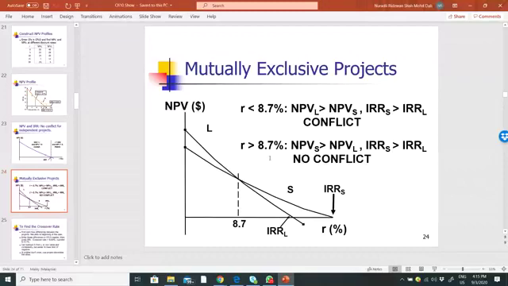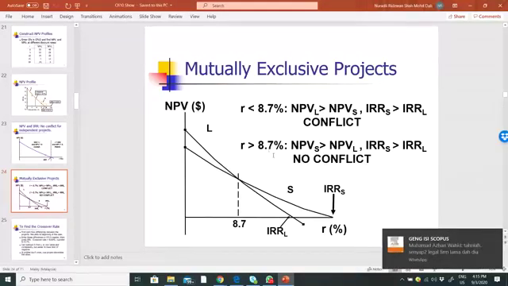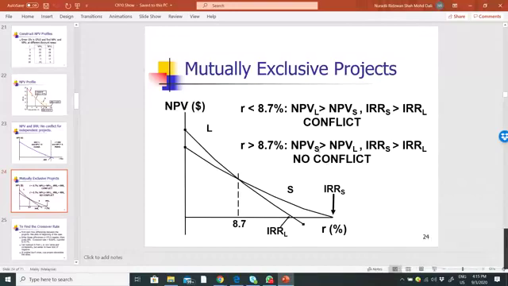But if R is greater than 8.7, NPVS is greater than NPVL, and IRRS is greater than IRRL. So there is no conflict here, because this is greater than this.